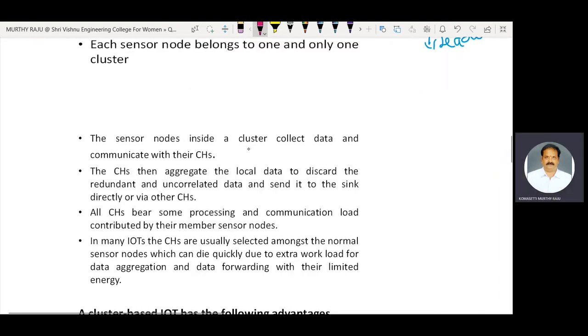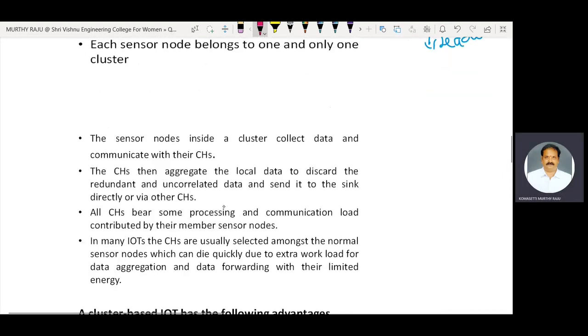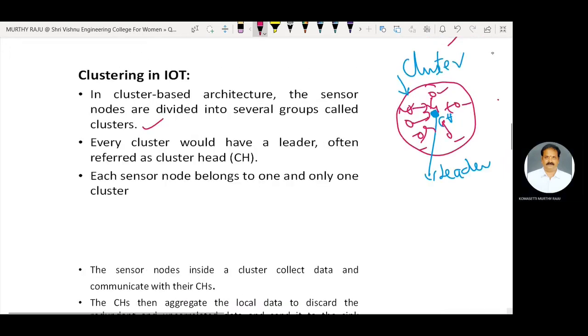The sensor nodes inside a cluster collect the data and communicate with their cluster heads only. This is the data flow. The cluster heads then aggregate the local data to discard the redundant and uncorrelated data, and send it to the sink directly or via other cluster heads. This is the base station.